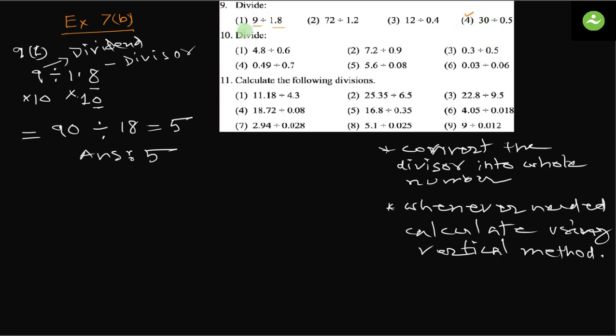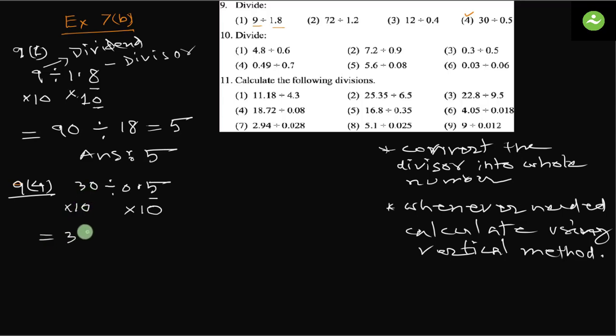Let us do the next, bracket 4 of number 9: 30 divided by 0.5. As we said, convert the divisor if it is a decimal fraction. Yes, it is a decimal fraction. Convert it to a whole number. There is one digit after the decimal point, so we multiply by 10. Because we have multiplied the divisor by 10, we must multiply the dividend by the same number, 10.